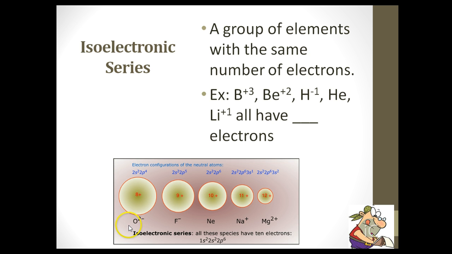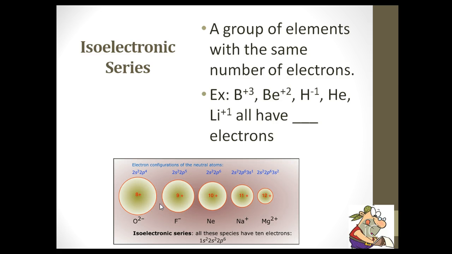There is a trend that follows along with an isoelectronic series for how atomic radius changes. Remember, atomic radius is how big an atom is. If we look at this, we can see the centers, 8 plus, 9 plus, 10 plus, 11 plus, 12 plus. That's the number of protons, and it is increasing going from left to right. But as the number of protons increases, the size is getting smaller. That's the trend for isoelectronic series that we want to focus on here. As your number of protons increases, your atomic radius decreases.